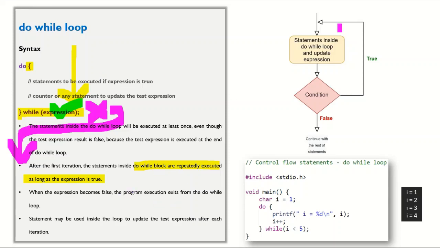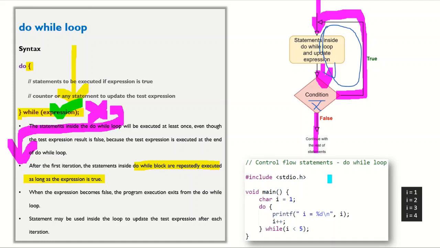Flowchart of do while statement. This is the program flow. It will execute the statements inside the do while loop at least once, then it will check for the condition. If this condition is true, the statements are executed again and this will continue in a loop. This will be repeatedly executed until this condition becomes false. So when this condition is false, it will continue with the rest of the statements.